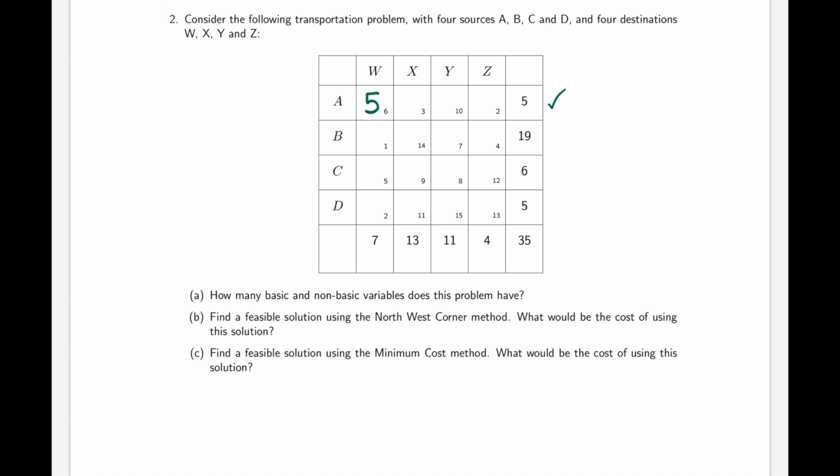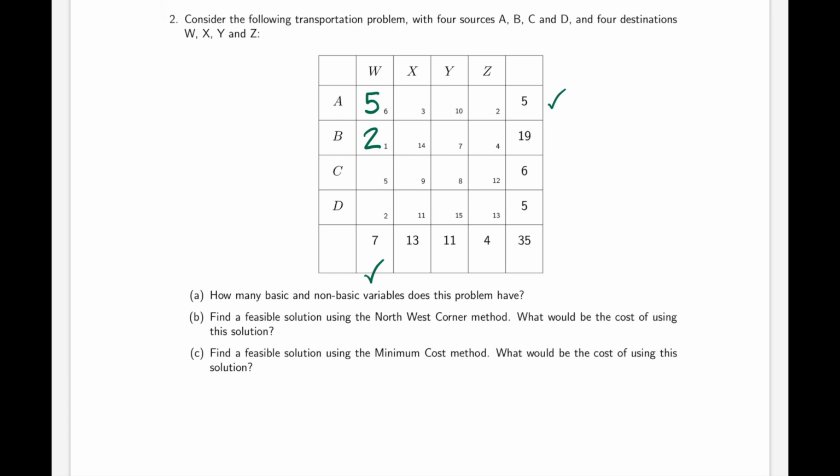Well, B can supply 19. W can only take 7, and it's already taken 5, so it can only take an extra 2. 2 is less than 19, so we will fit 2 in here, and that satisfies the W destination. So we cannot fit any more in that column, so we will travel east to BX. How much can we fit in BX?